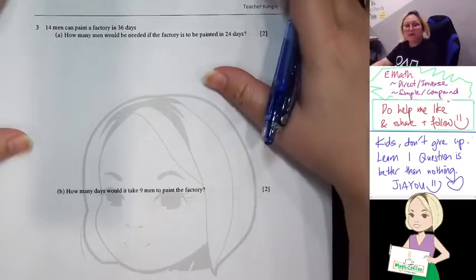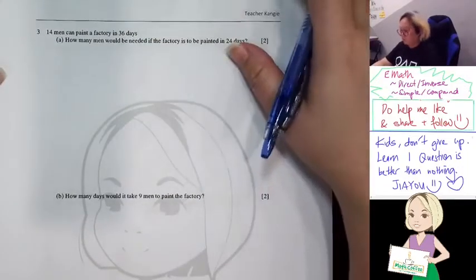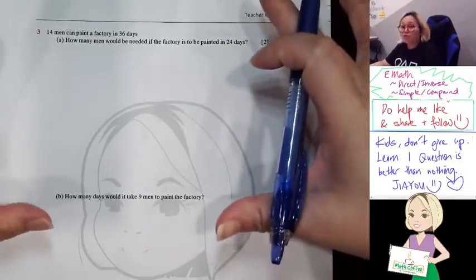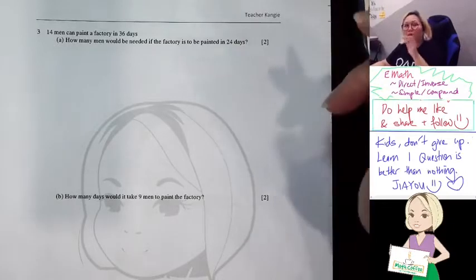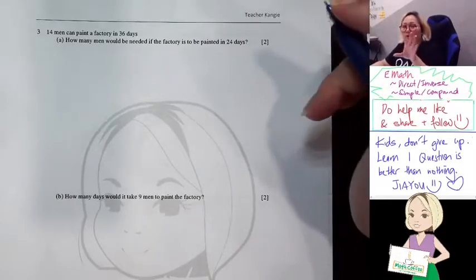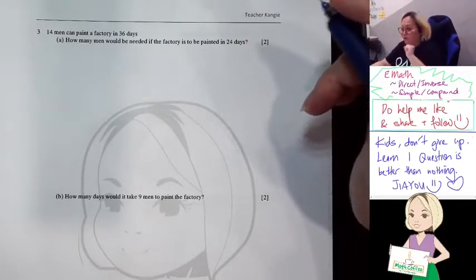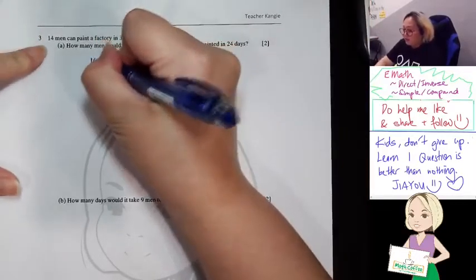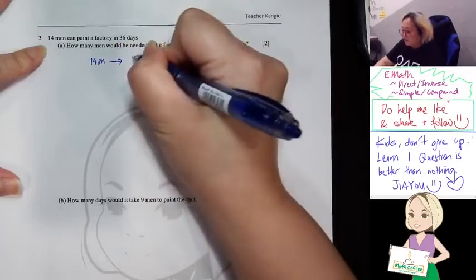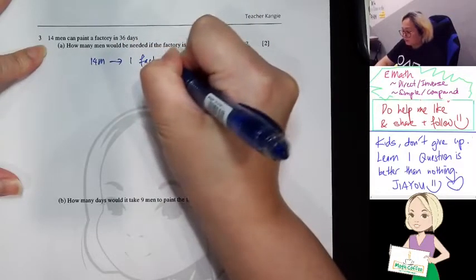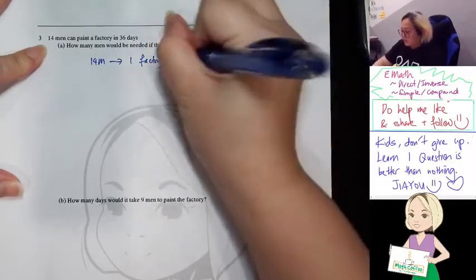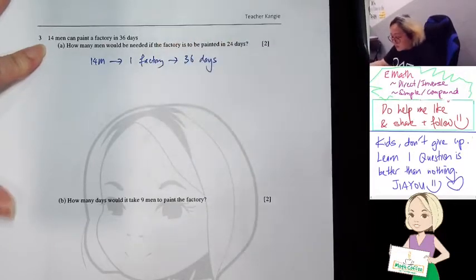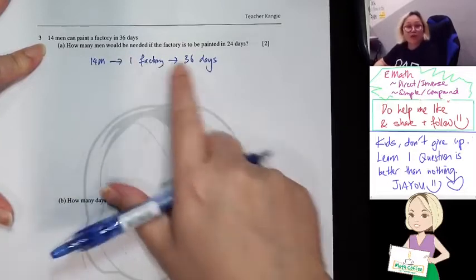Now we're going to do this kind of question. This is a 3-variable question. This question itself actually only makes use of 2 variables. But later I'm going to change a bit of the question. Then you will know what I mean by 3 variables. So let's follow what they give us first. I will write 14 men, 1 factory, 36 days. Okay, 14 men, 1 factory, and 36 days.